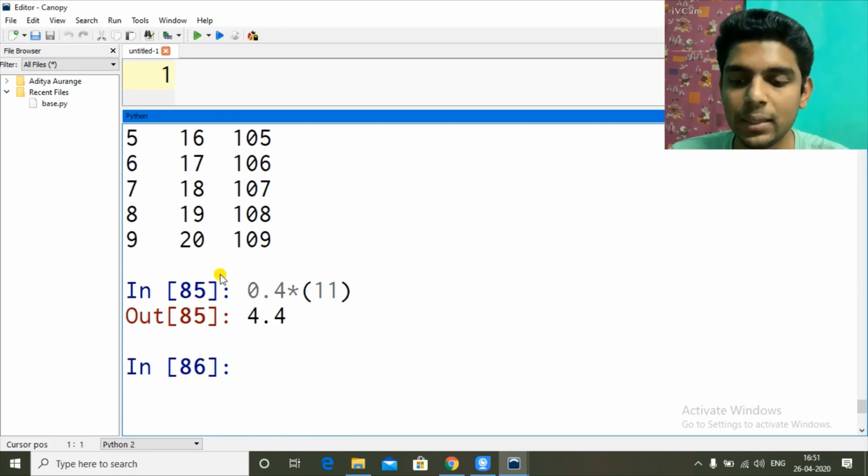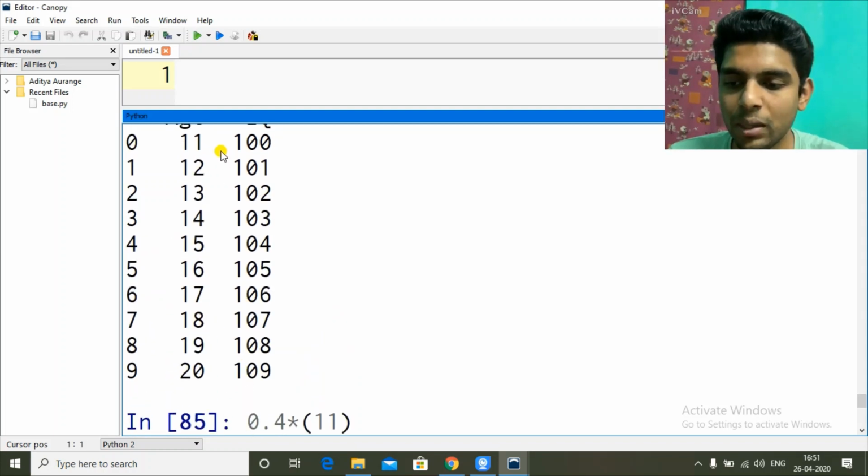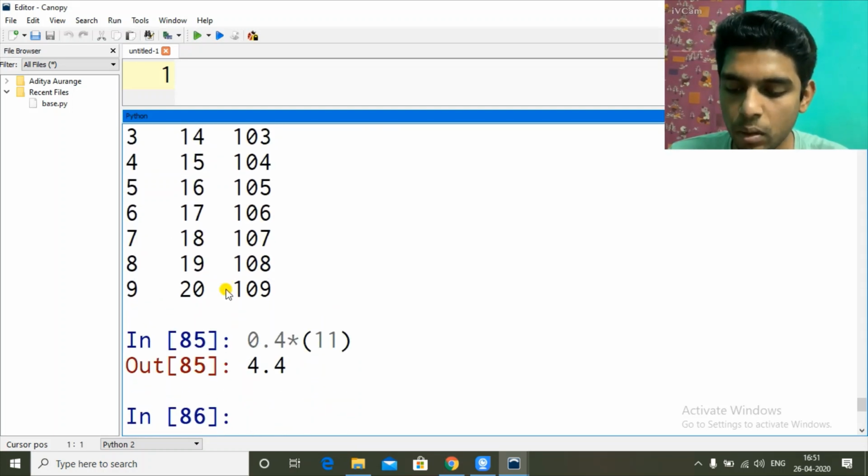The next method: I have the 4.4th value as my answer, but there is nothing at the 4.4th position. So it lies between the 4th and 5th value, no? Between the 4th and 5th value, the 4.4th element.